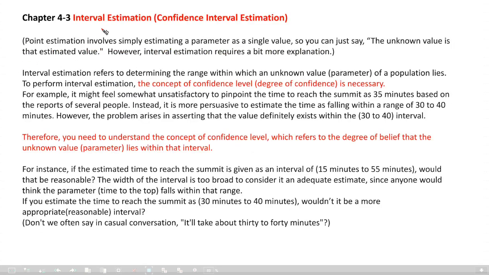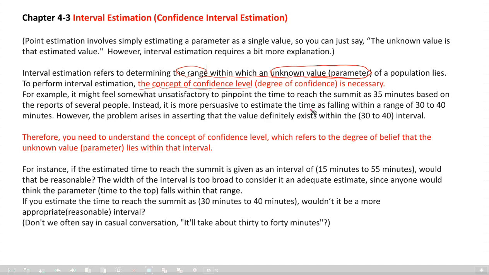Here, interval estimation, confidence interval estimation. Point estimation involves simply estimating a parameter as a single value, so we can just say the unknown value is that estimated value. However, interval estimation requires a bit more explanation, a little complicated. Interval estimation refers to determining the range within which an unknown value, the parameter of a population, lies. To perform interval estimation, the concept of confidence level, degree of confidence, is necessary.